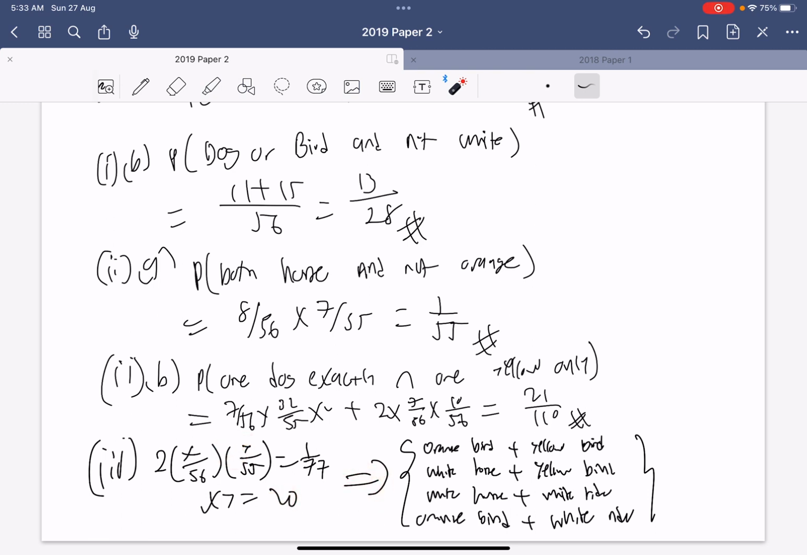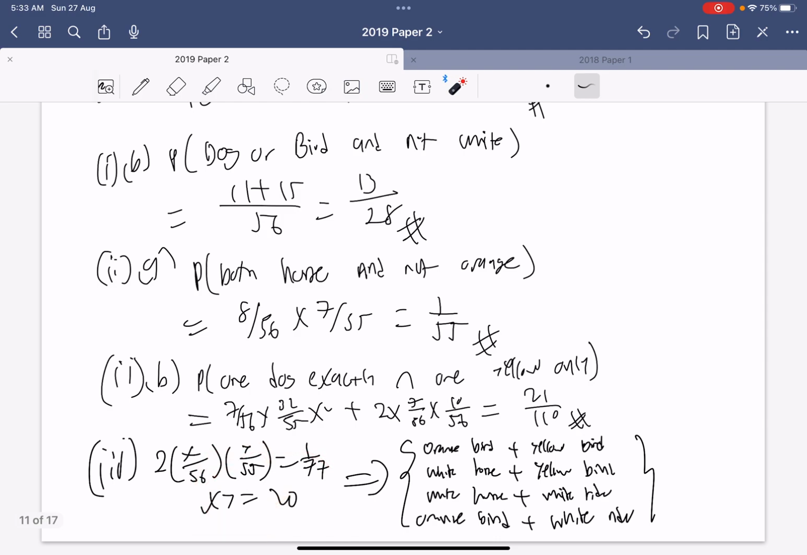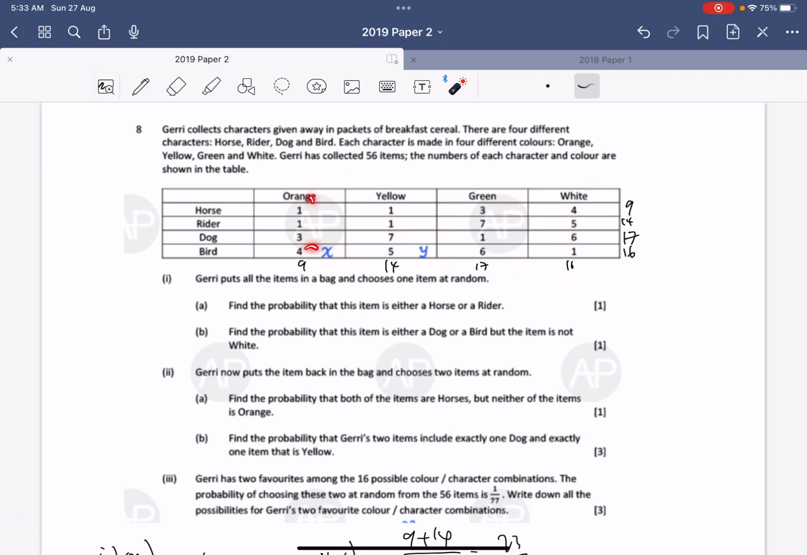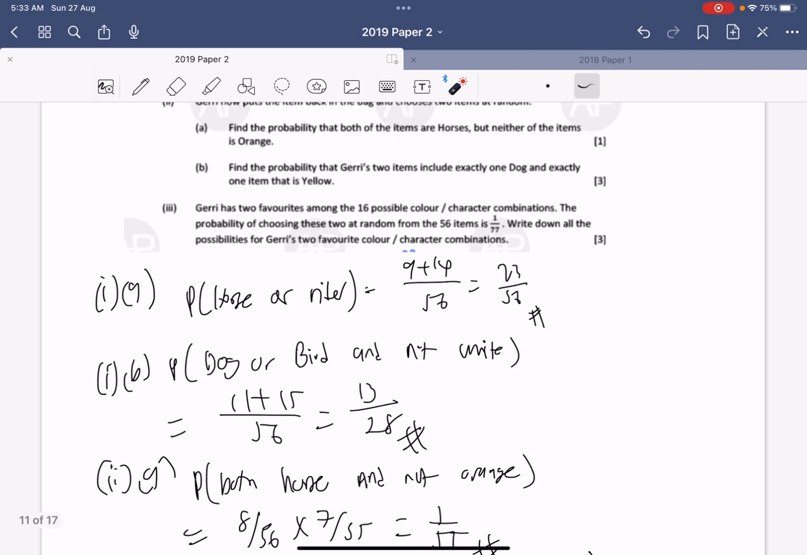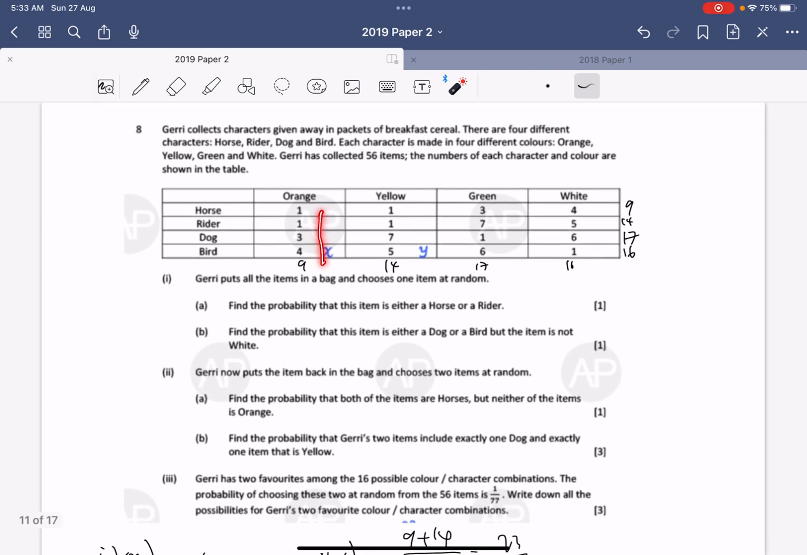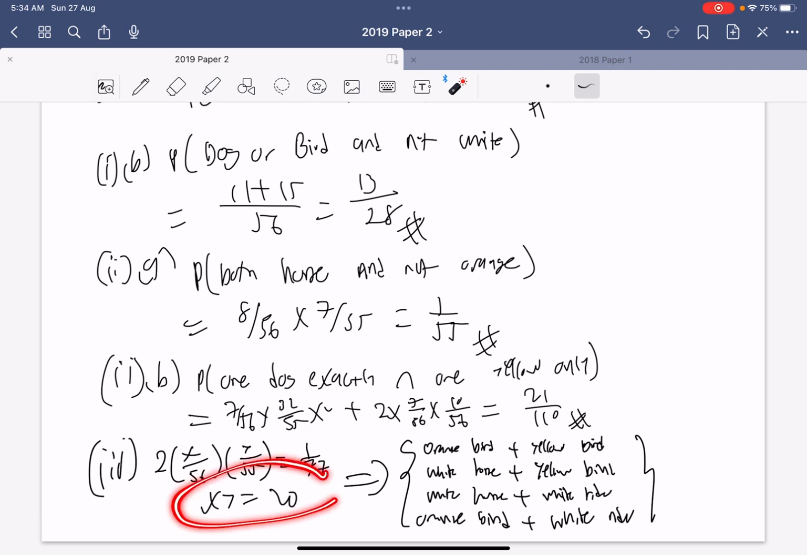So xy equals 20, meaning x is some number that you chose, and y is some number you chose from these options. And we know that the product must be 20. What does this mean? It means that you must choose the numbers that are factors of 20. So let's say you have 4. You can choose this 4, and it goes with the yellow bird. It also goes with the white rider. So you have orange bird plus yellow bird, and orange bird plus white rider. Then you look through the list again. You already cleared this, and you see another 4. So you can have white horse and yellow bird, or white horse and white rider. So these are the 4 possible combinations, and that is all, because it must fulfill this condition.